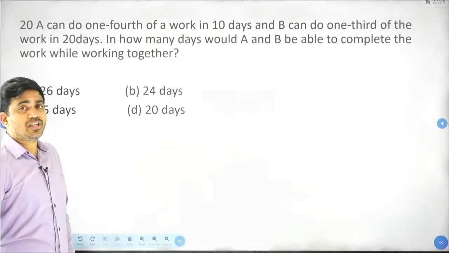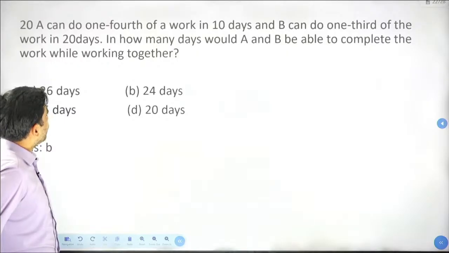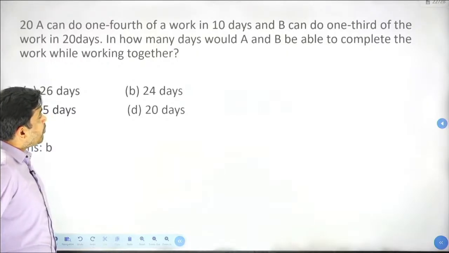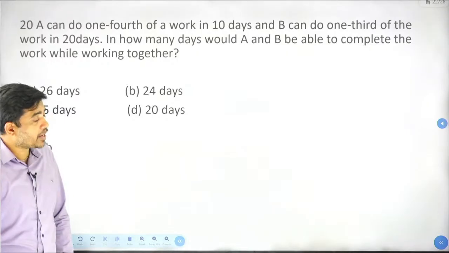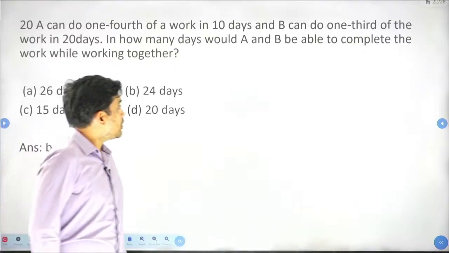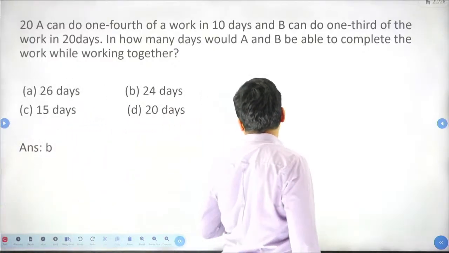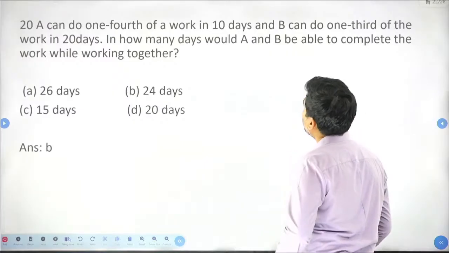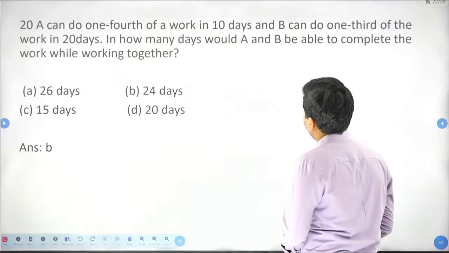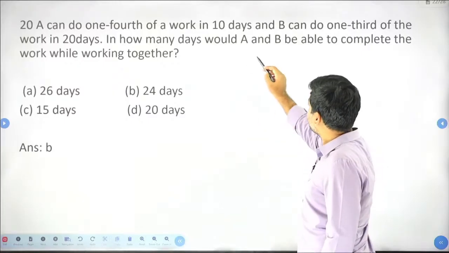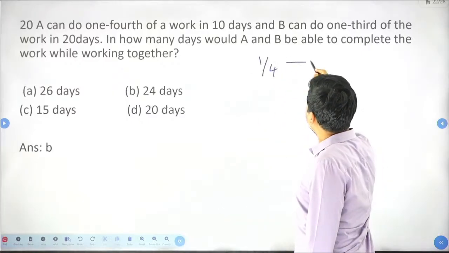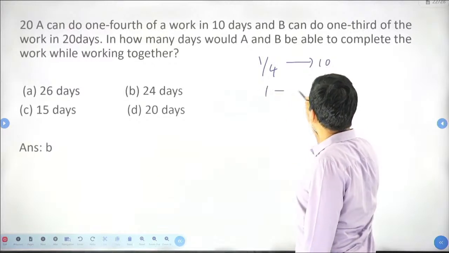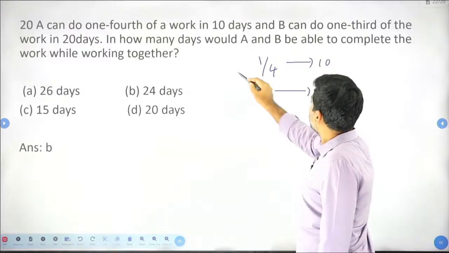Next one. One question is from time and work. A can do 1/4 of work in 10 days. B can do 1/3 of work in 20 days. In how many days A and B able to complete work together? Very simple question. A completes 1/4 in 10 days. So what about one work? 40 days. This is about A.